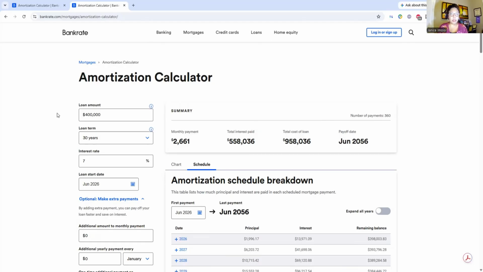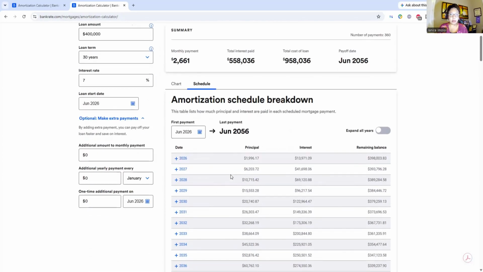So the payment on this loan in the last video was $2,661. We're only talking about principal and interest. We're not talking about the taxes and insurance. Just principal and interest. That's all we're concerned about today.